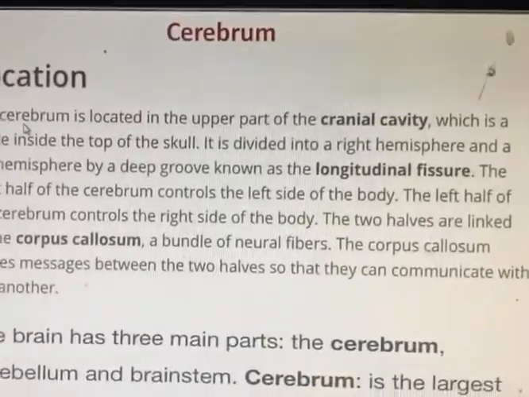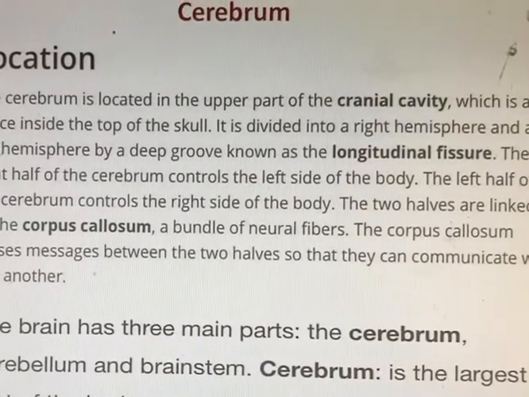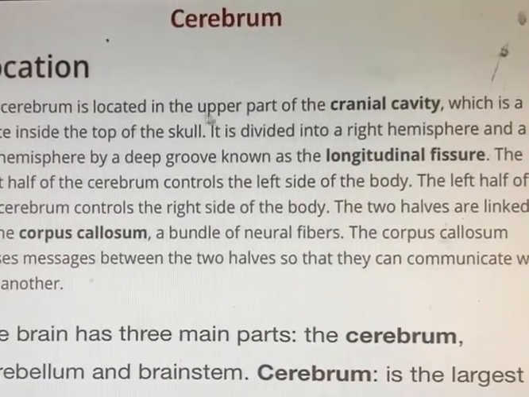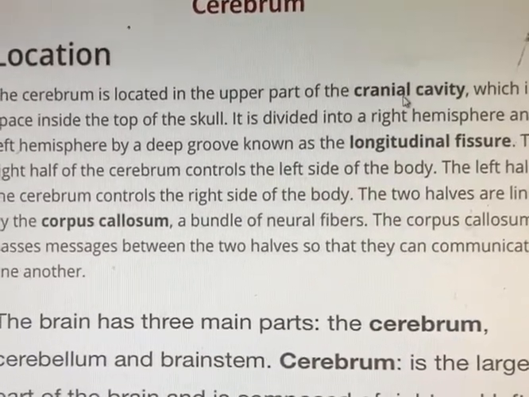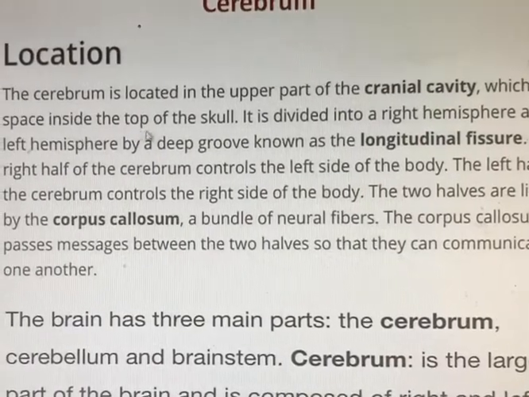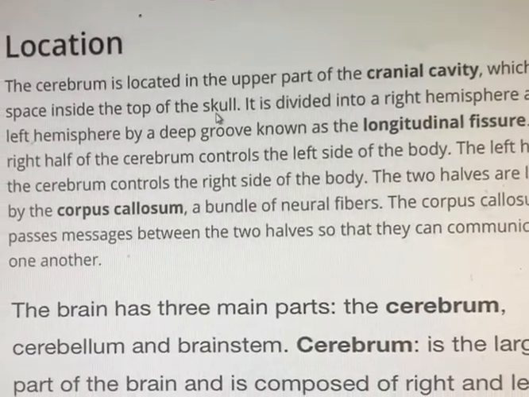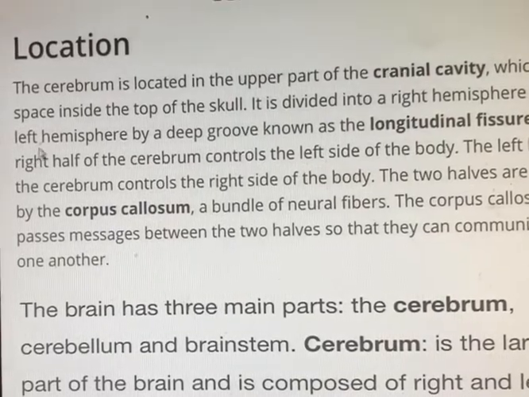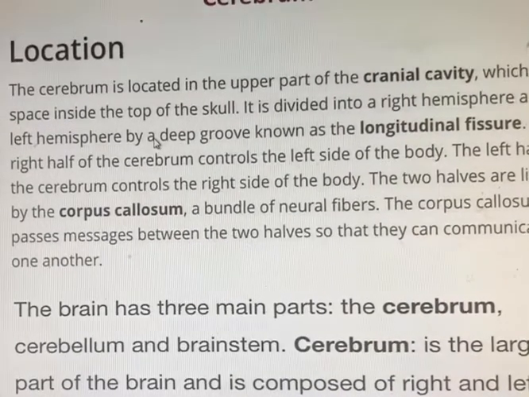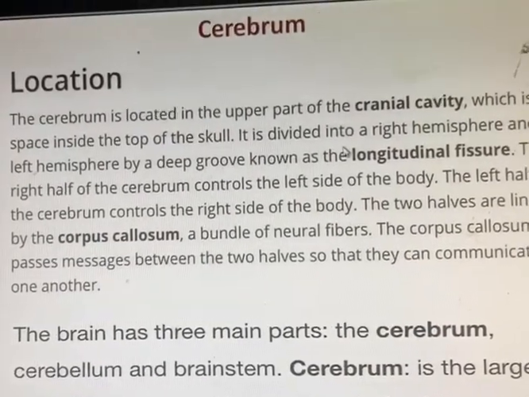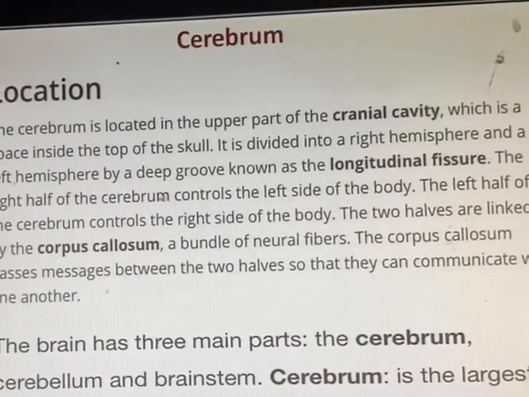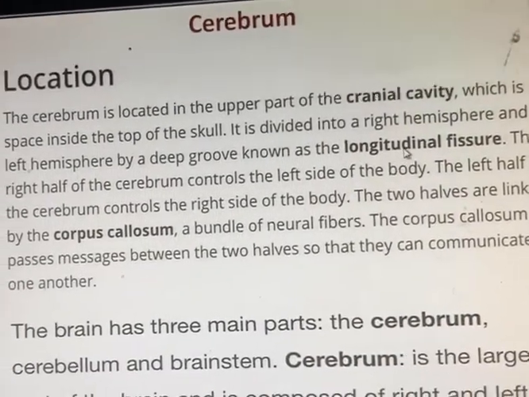Let's know about the location of the cerebrum. It is found in the upper part of the cranial cavity, which is a space inside the top of the skull. The left hemisphere and right hemisphere are separated into 2 halves by the longitudinal fissure.